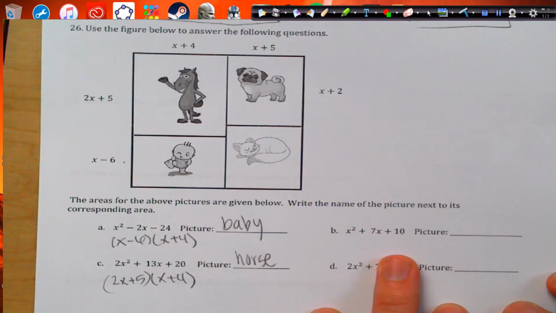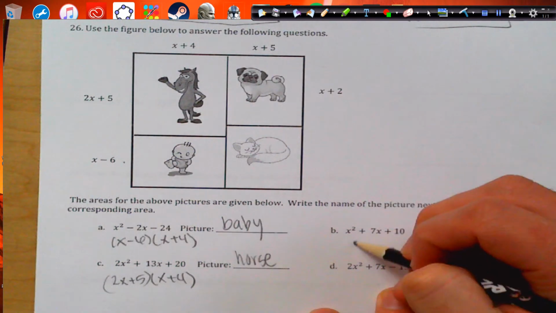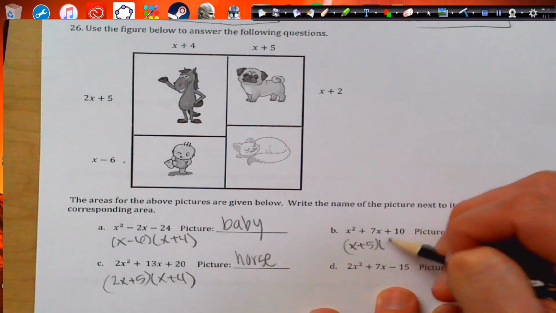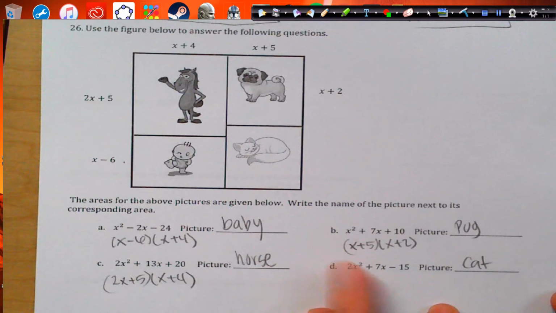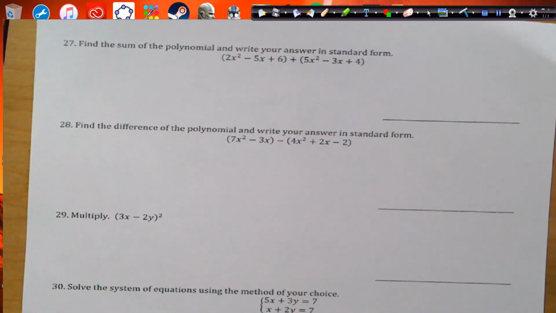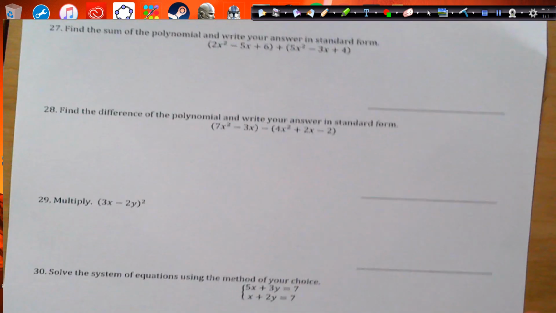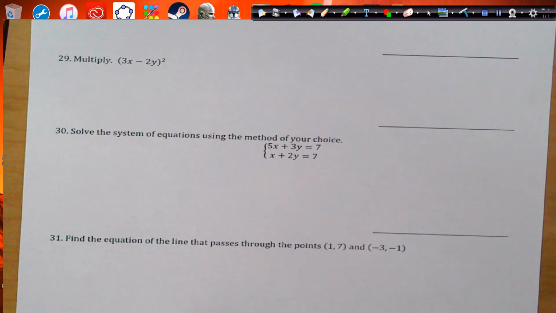And then over here is our pug, and that is factored as x plus 5 and x plus 2. And then the last one has to be the cat. x plus 5 is one of them, and the other one is, I believe, 2x minus 3. Okay? All right. The whole back page is a review page. I'll just spend time tomorrow going over those ones for you guys, okay? So, doodles.